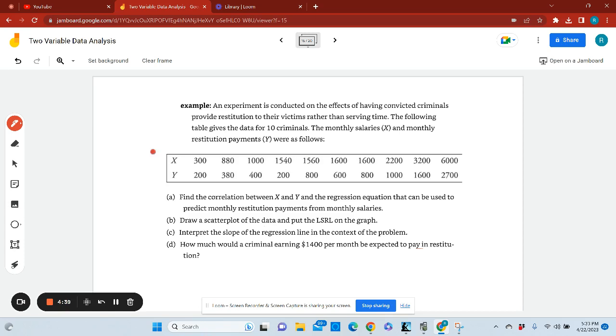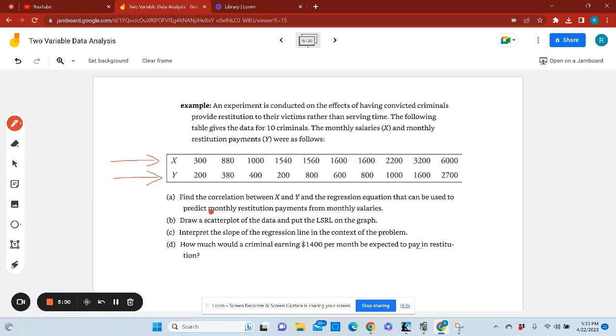So basically they're saying if somebody does something bad to you, instead of sending them to jail, there is some sort of experiment going on where instead of sending the person to jail, we make them pay their victim a restitution payment, and that restitution payment is based on their monthly salary. Okay?